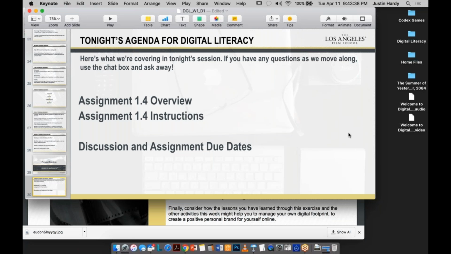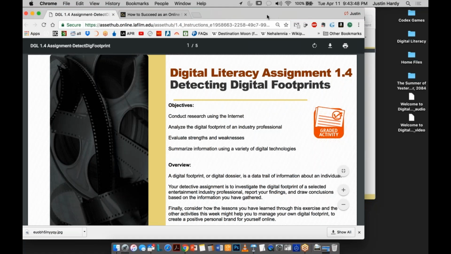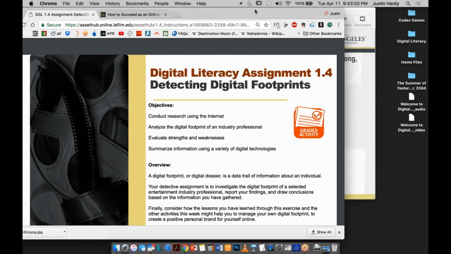Okay, so we're going to move to the assignment overview, the instructions, and then go over some basic due dates for everything before we leave tonight. Here is the first assignment that we have for you that's going to be due Sunday night. This is separate from the discussion. Your discussion is due Wednesday night, initial post. Your response post is due by Sunday, but not necessarily on Sunday. Your first assignment is due on Sunday, but if you turn it in early, that's acceptable too.